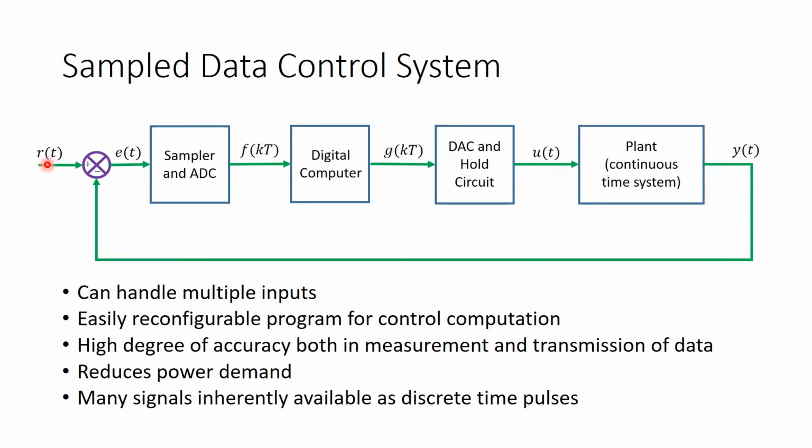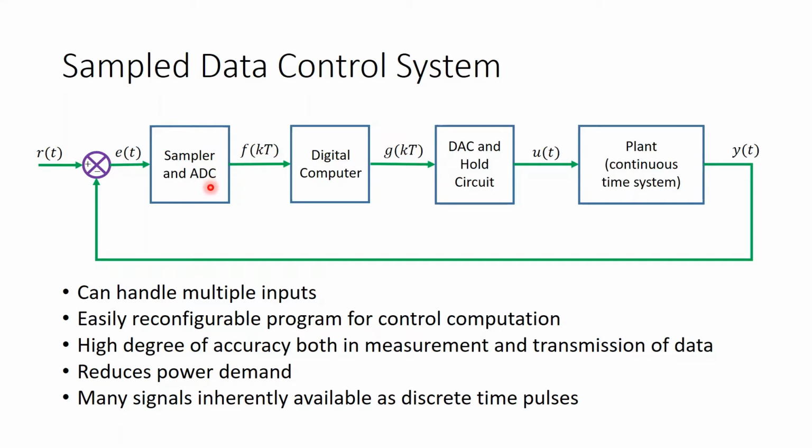So we have the output, and we take the error from the reference, and this error is sampled. So this is the first discretization operation that happens. So it is sampled. We don't record the continuous variable e(t). We sample it at definite times, and then after sampling we pass it through an ADC, which is an analog to digital converter. After sampling also, it has some value, which is then converted to a digital word using the analog to digital converter.